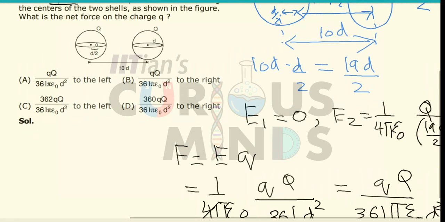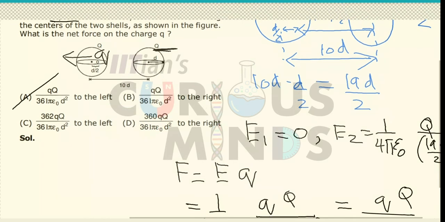Now if you see, options A and B give the right magnitude, so we only have to find out whether the force will be on the left or on the right. It is very clear that capital Q, the other spherical shell, is positively charged, and small q is also positively charged, so it will be repelled and experience a force in the left hand side direction. So the correct answer is option A.